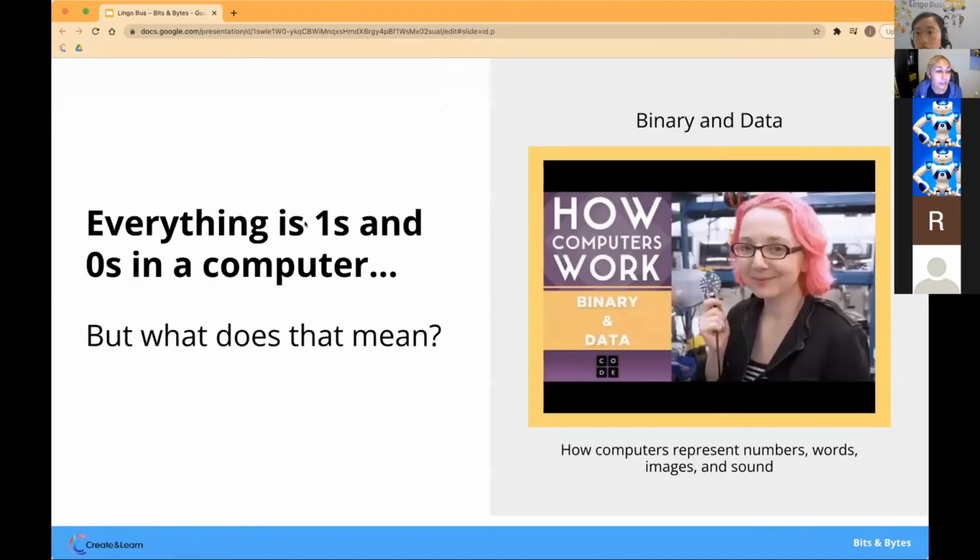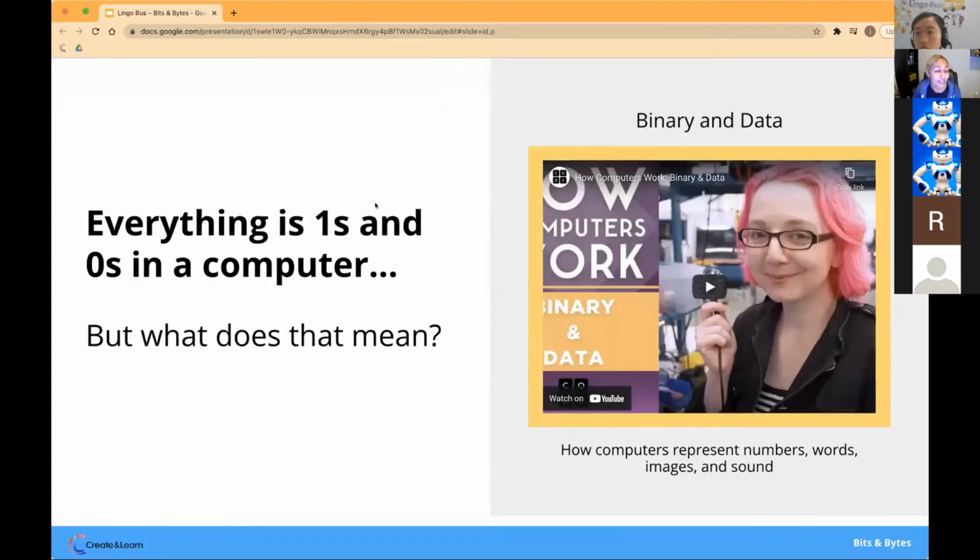So we will start by first looking at the fact that everything in a computer is nothing but ones and zeros. I saw some people in the chat had mentioned that everything in the computer is ones and zeros. The text that you're typing in the chat right now, the images that you see on the screen, ultimately the computer understands those as ones and zeros. So let's look really quick at how that works.